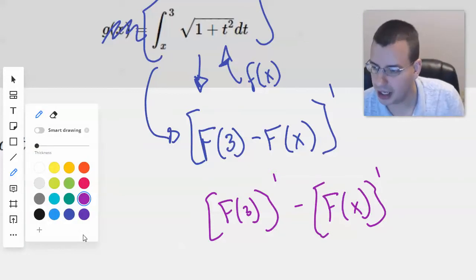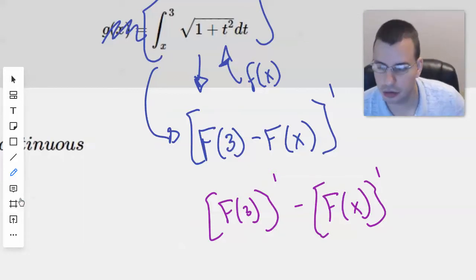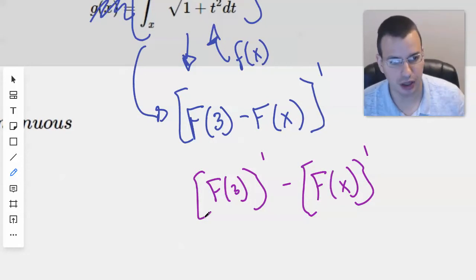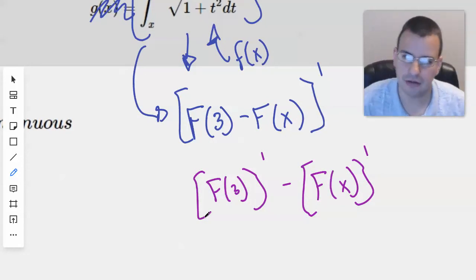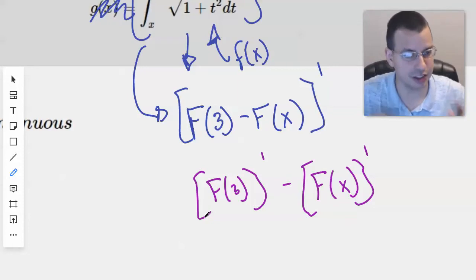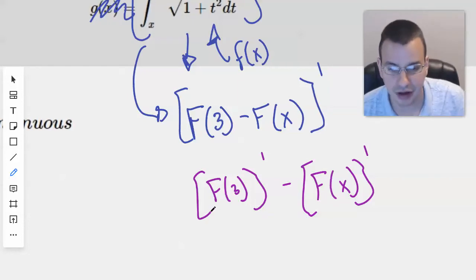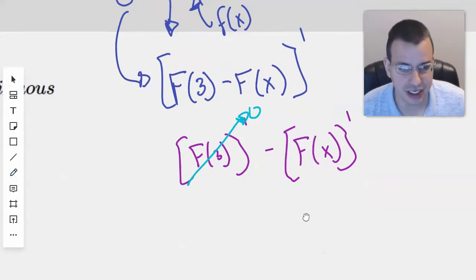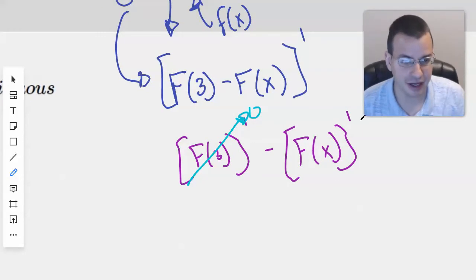minus the derivative of f of x. Get out my cancellation color, blue. Well, f of 3 is just going to be a value, like 6 or 12 or pi over 3, pi over 2. It doesn't matter, just a constant. And the derivative of a constant will go to 0. So all you're left with here is this negative f of x prime.